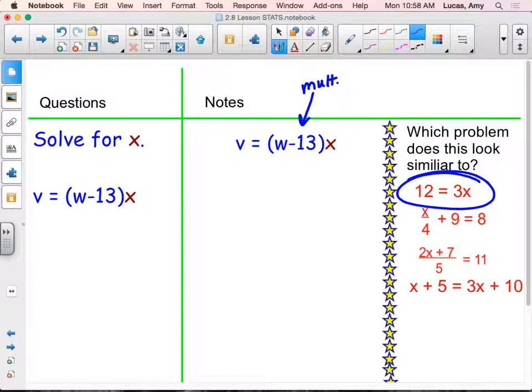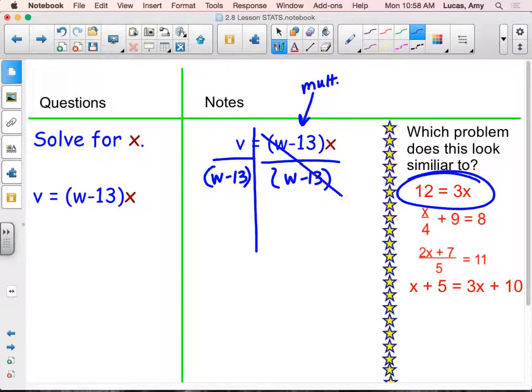12 equals 3x. We would divide both sides by 3 because that's what's being multiplied by the x. So we're just going to divide by the w minus 13 because it's being multiplied by the x. Instead of multiplying, we divide to cancel it out. So those are gone. So then our answer is v divided by w minus 13 equals x. So what looked really complicated on this one actually is just a one-step division equation.